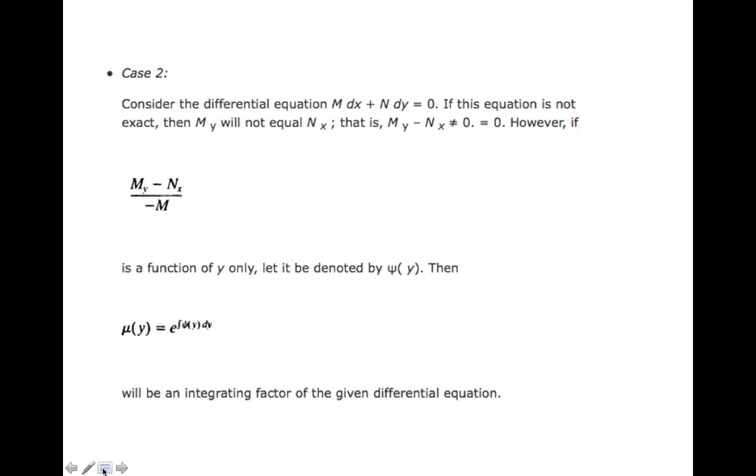Case 2 is quite similar. Case 2 operates off of a slightly different test equation. So we take the derivative of m with respect to y and we subtract the derivative of n with respect to x, and we divide by minus m. If that is a function of y only, then we're going to denote it by psi of y. And then our integrating factor can be found by taking the exponential to the integral of psi of y dy. And that will give us an integrating factor of our given differential equation. So there are two possibilities. One, that we get a function of x only, and another that we get a function of y only.